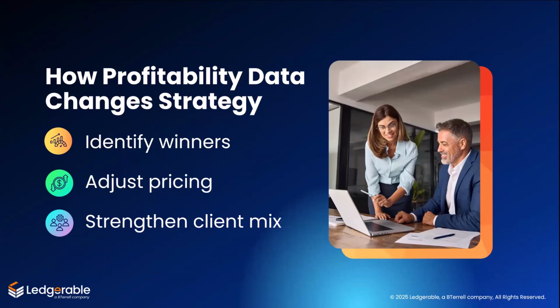You identify winners, the jobs, PMs, or services that consistently hit or exceed margin. You adjust pricing. If one line of work underperforms, you either raise the rates or stop bidding it. You also strengthen your client mix. If a customer consistently squeezes margins, you decide whether to renegotiate or walk away. The bottom line here is that you stop treating all the work as equal and start focusing on the work that actually grows your business.